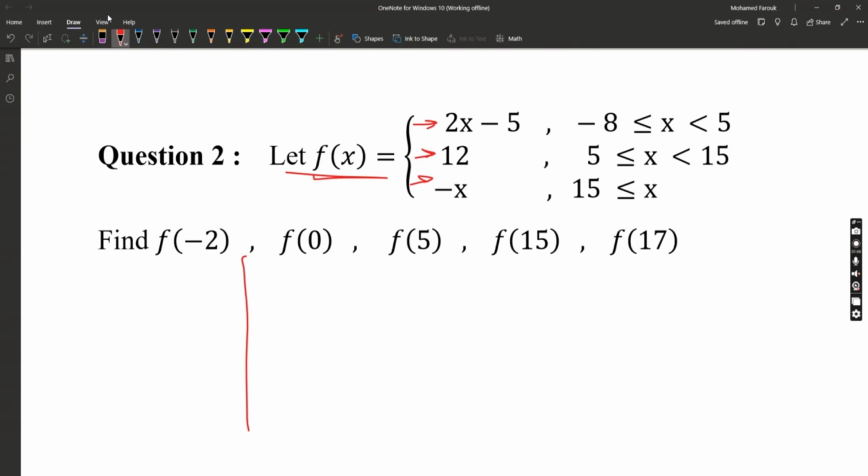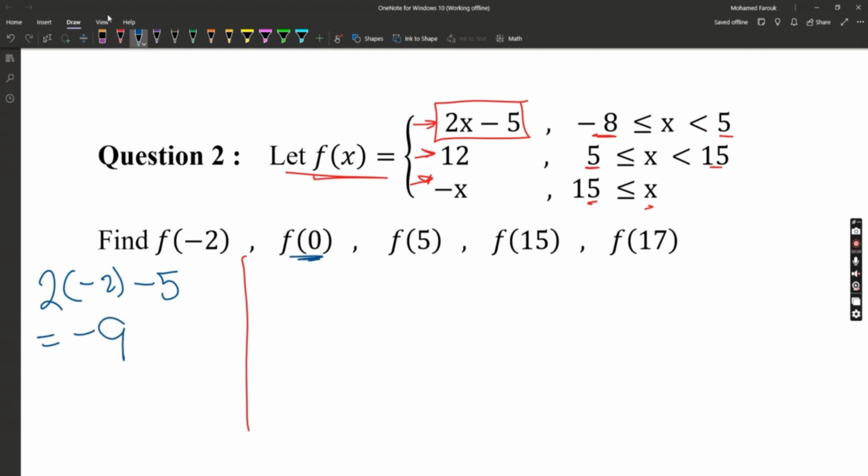So at first, if you need to get f of -2, you will search which part of the function includes -2. So the first thing, we will search in the domain. Where is -2? Is it between -8 and 5, or between 5 and 15, or is it 15 or bigger? Of course, it's in the first part, between -8 and 5. So we will take this part to plug in our number. Let's start by substituting -2 for x. It will be -4 - 5, which is -9.